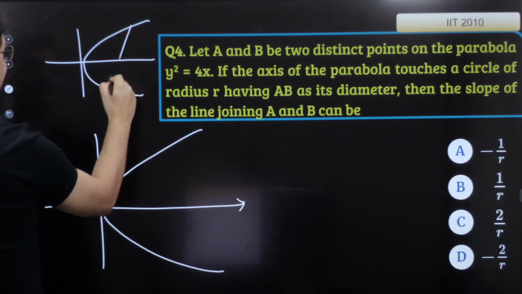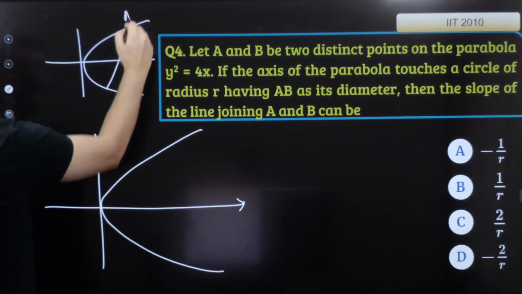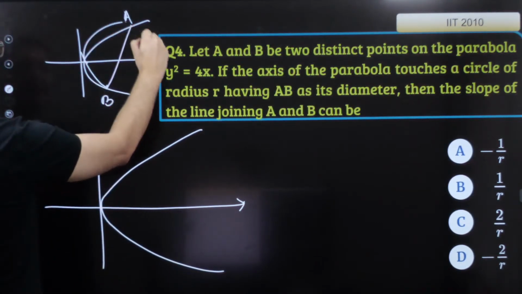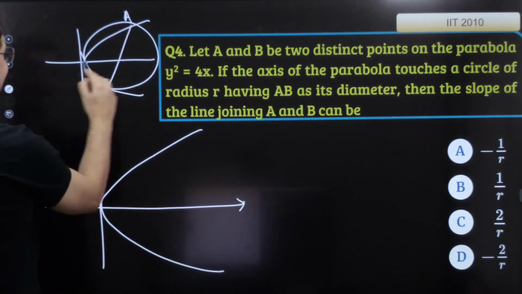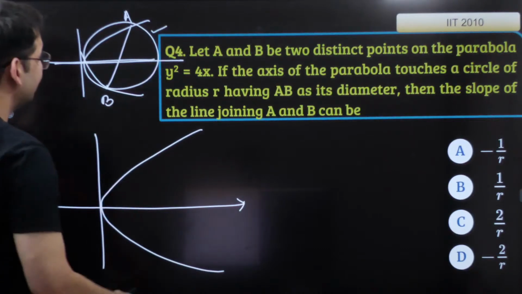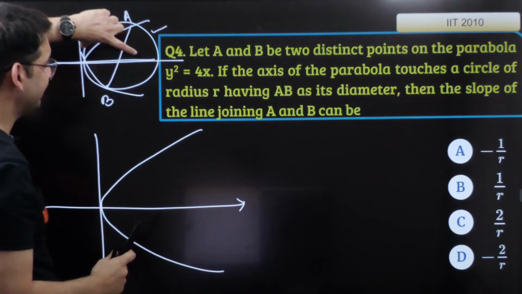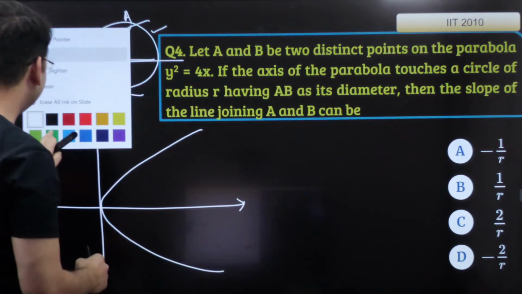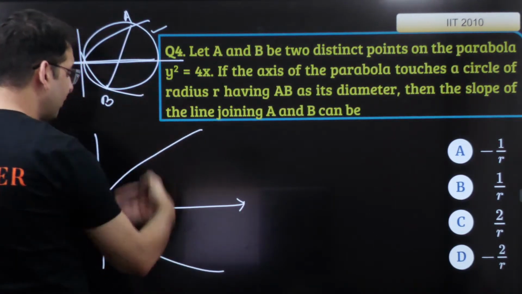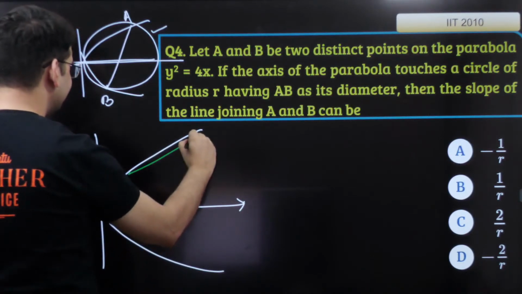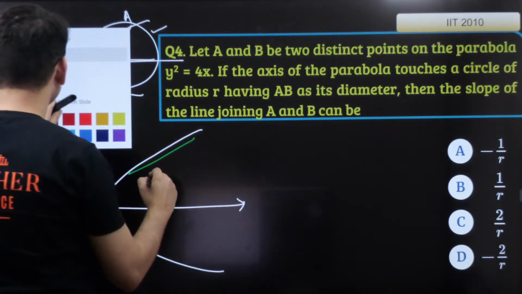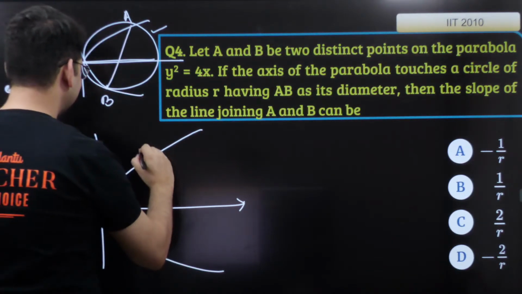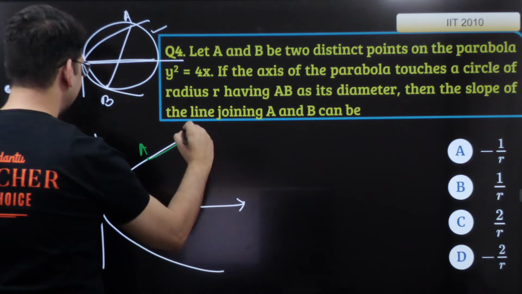Now see, there are 2 points. If AB were something like this, AB as diameter would be this circle. Now this axis can't touch because this circle is going to intersect. If the axis is a tangent, that means both the points are either on one side, above or below. Let's say we take it above. So let's say this is A, this is B.